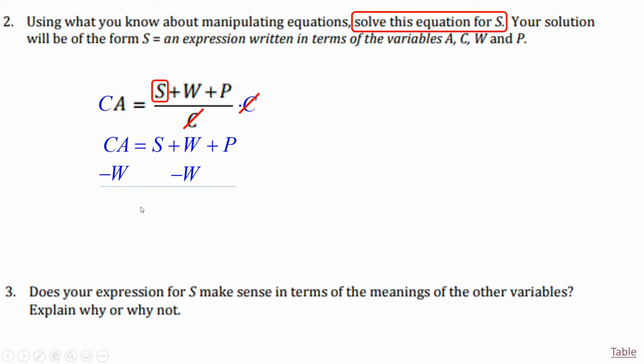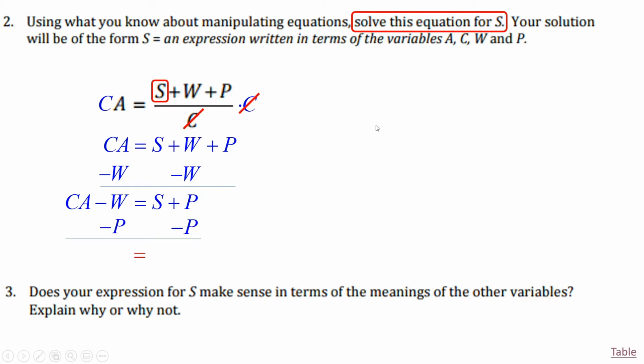So rewrite our equals. And now on the left, let's combine terms here. There are no like terms, so we're just going to write this the way we see it: CA minus W. And then on the right, the plus W and the minus W would cancel out, just leaving us S plus P. And now we have one more step. We're isolating the S, so let's get rid of plus P. What is the inverse of adding P? Subtracting P.